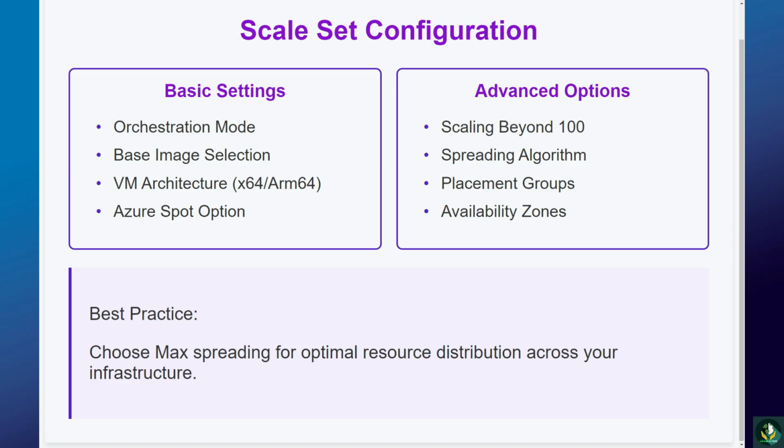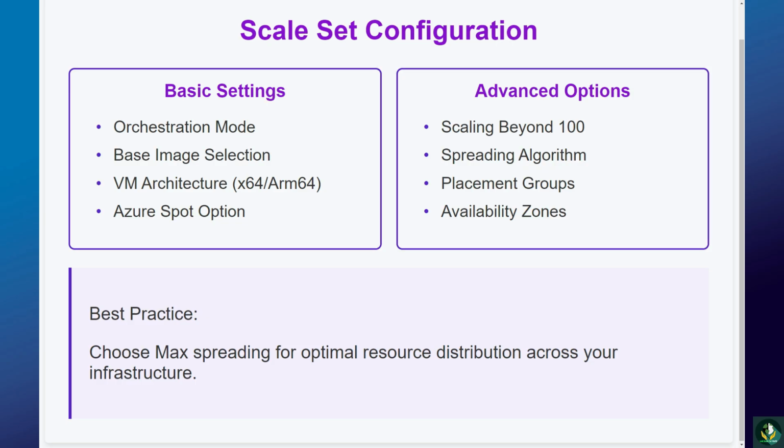Scaling configuration. Set appropriate minimum and maximum instance counts. Configure scaling rules based on actual metrics. Include sufficient buffer for unexpected demands. Cost optimization. Evaluate Azure Spot instance compatibility. Use appropriate VM sizes. Implement proper auto-scaling rules.